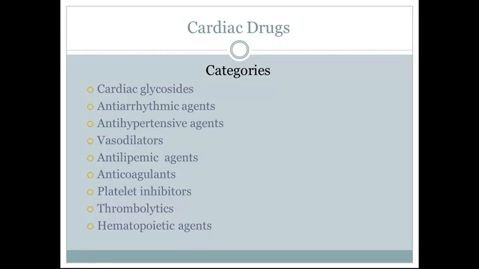Cardiac drugs, there are several different categories. We have the cardiac glycosides, antiarrhythmic agents, antihypertensive agents, vasodilators, antilipidemic agents, anticoagulants, platelet inhibitors, thrombolytics, and hemopoietic agents.